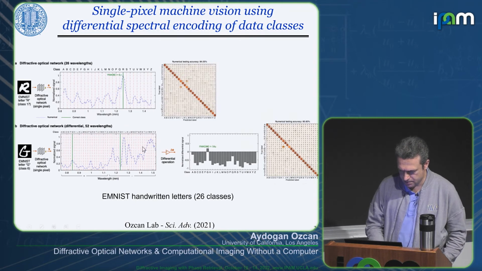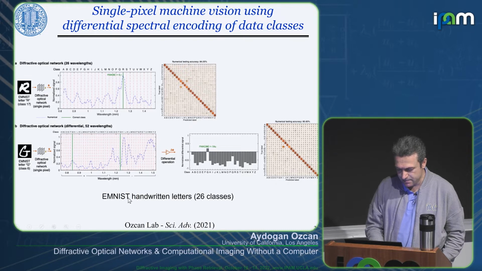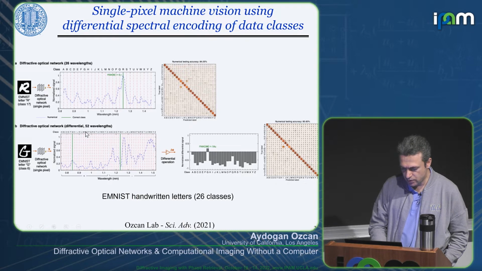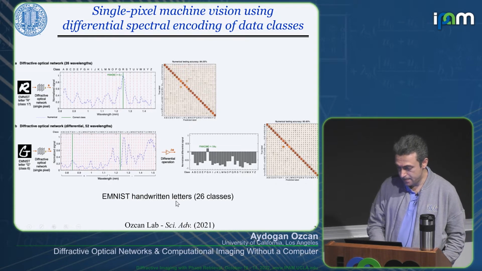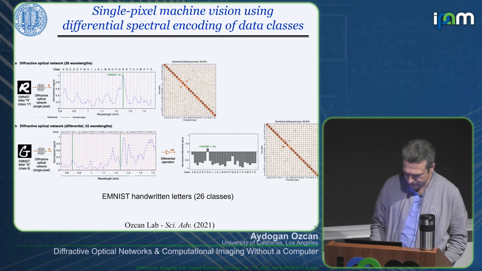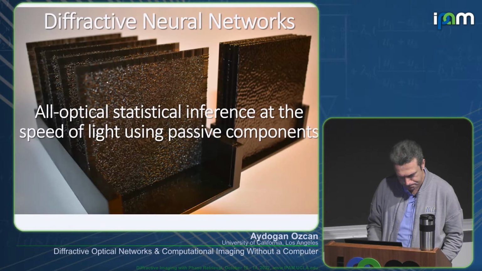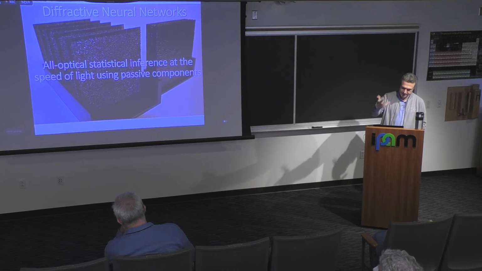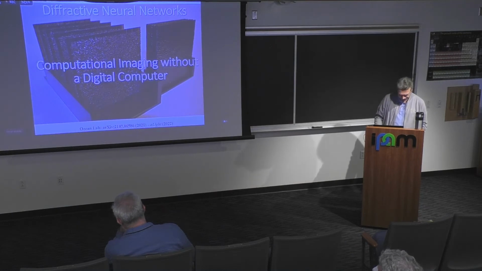And this is even more wavelengths used. Here we're looking into eMNIST handwritten letters, 26 classes, differentially encoded with 52 wavelengths, which means 2 of these wavelengths represent 1 handwritten letter. This is a class score coming from the differential operation, and you get something like 86% for handwritten letters coming from the single pixel system. These are some examples of statistical inference and how you can generalize to classify objects through this system.